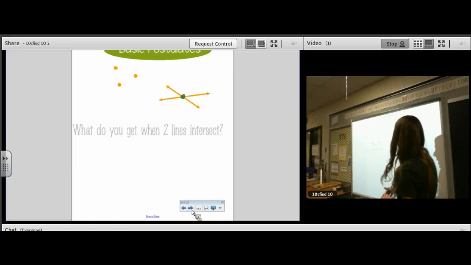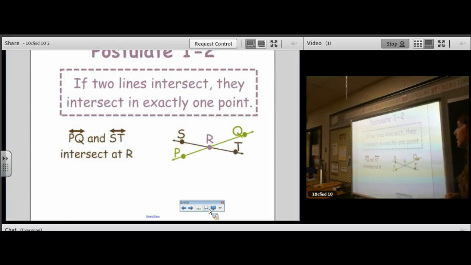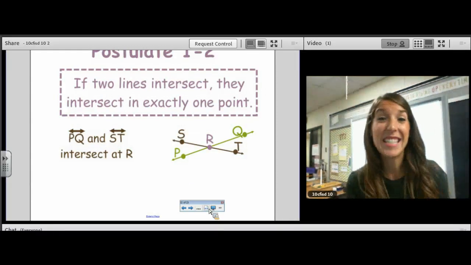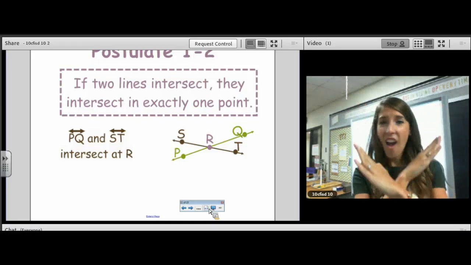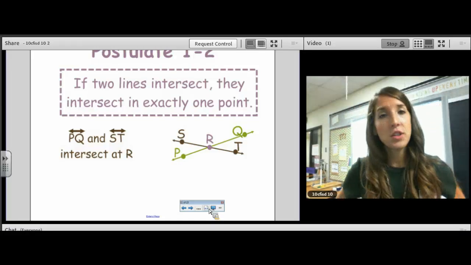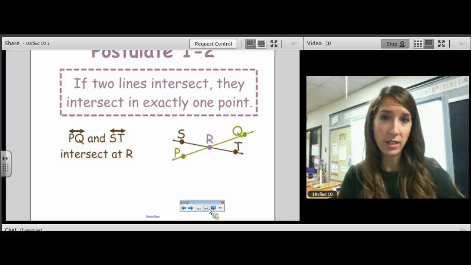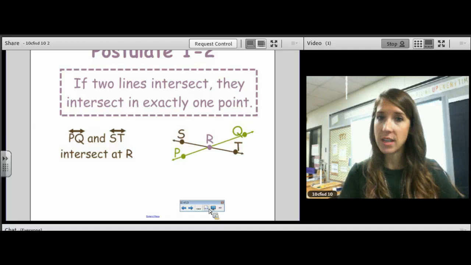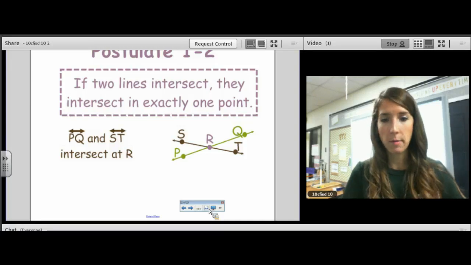So that's the second postulate. If 2 lines intersect, they intersect in exactly 1 point. Can they intersect again later down the road? Can those 2 lines meet up again later? No, because lines can't bend. So if 2 lines are going to intersect, they're going to intersect in 1 point and only 1 point. They can't intersect twice or 3 times. Now, they can intersect 0 times, but they can't intersect 2 times or 4 times. Good.